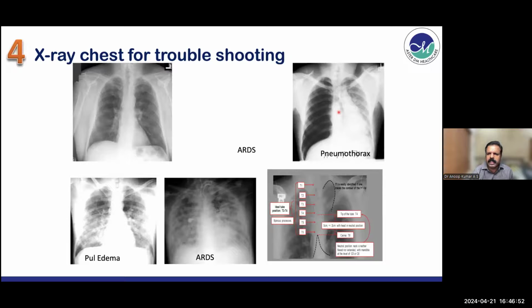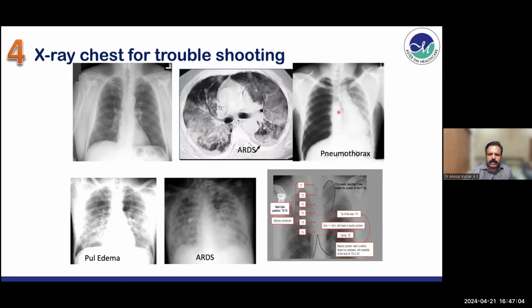But don't think that you have to take an X-ray every day. Usually, once the patients are getting stabilized, we will repeat the X-rays only when it is indicated. The daily X-ray concept is already out. You don't have to do that.